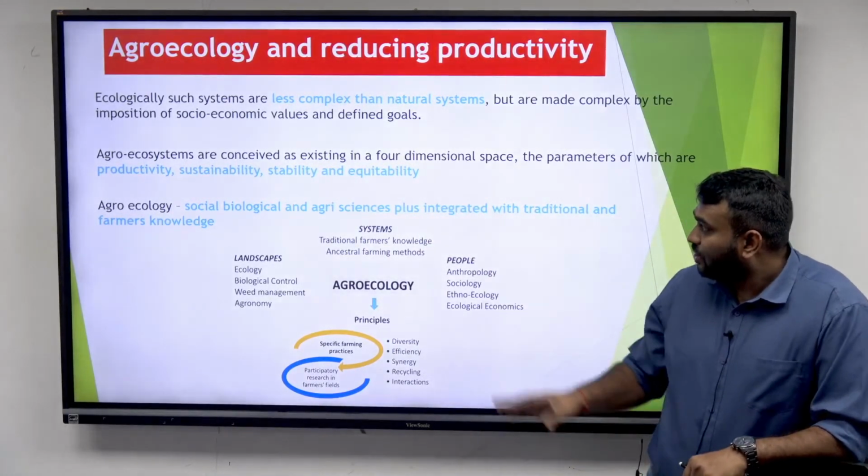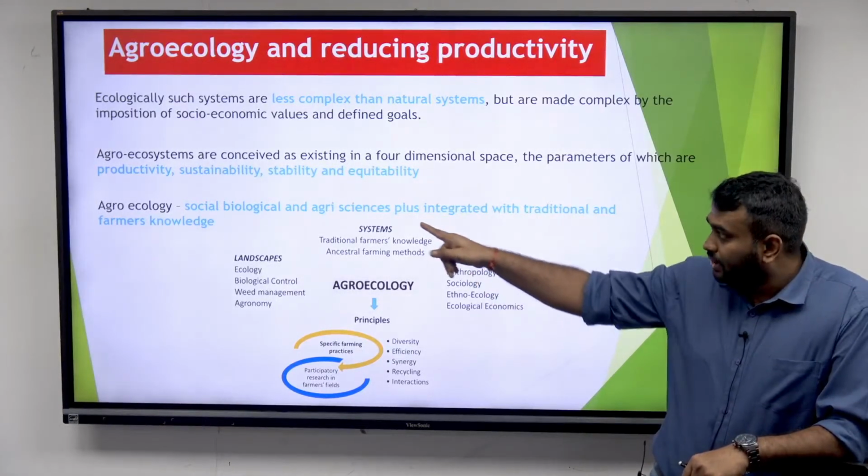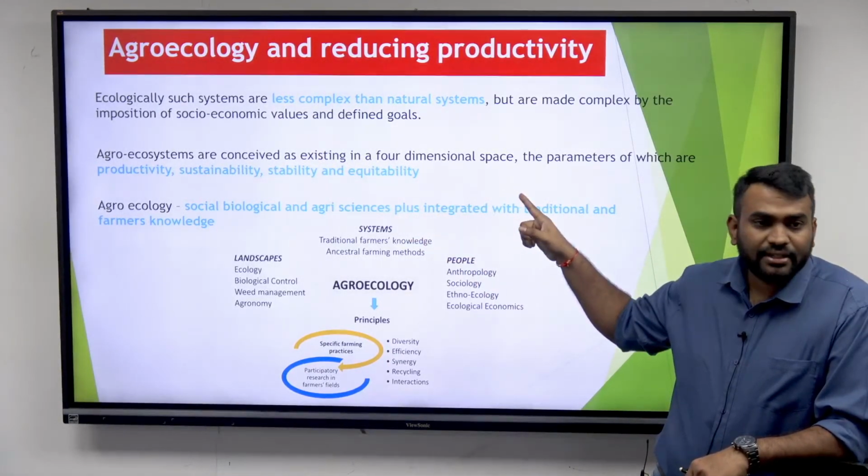And agroecosystems are mainly of these 4 dimensions: productivity, sustainability, stability and equitability.